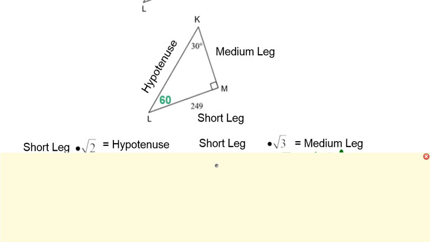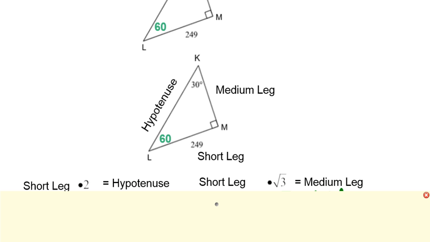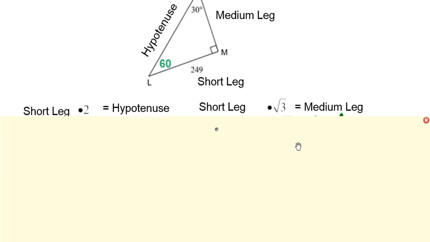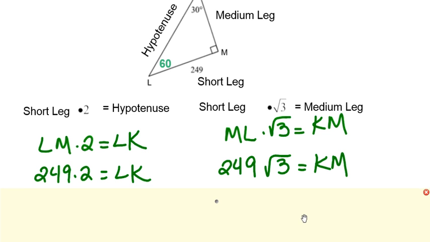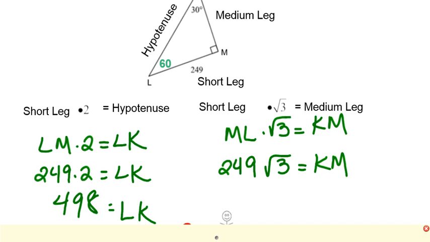We know that the short leg times 2 is our hypotenuse, and the short leg times the square root of 3 is equal to our medium leg. Well, we know the short leg. We could substitute that into both patterns and find the other two missing sides. So our short leg being 249, if we multiply that by 2, we'll get our hypotenuse. And if we multiply it by the square root of 3, we'll get our medium leg. So we can see that our hypotenuse has a length of 498 units, and the medium leg is 249 square root of 3 units. I wouldn't worry about putting this in your calculator to get a decimal equivalent. The exact value is just fine.